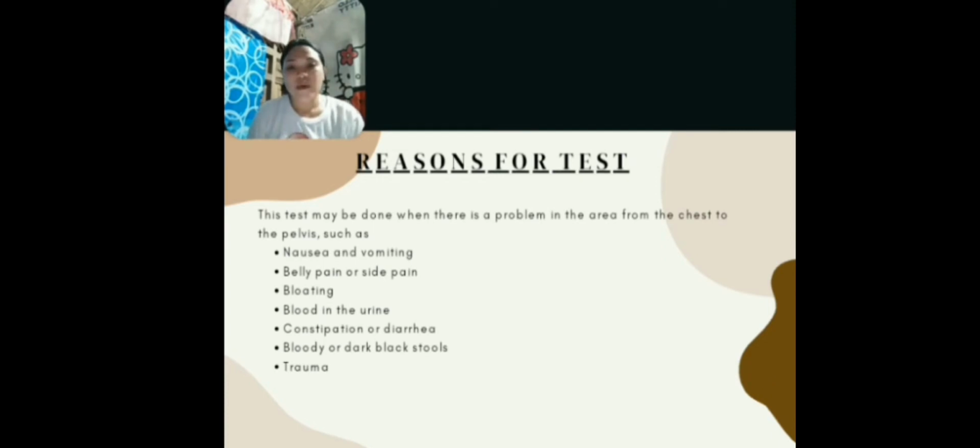So the reason for the test. This test may be done when there is a problem in the area from the chest to the pelvis, such as nausea and vomiting, belly pain or side pain, bloating, blood in the urine, constipation or diarrhea, bloody or dark black stool, or trauma.